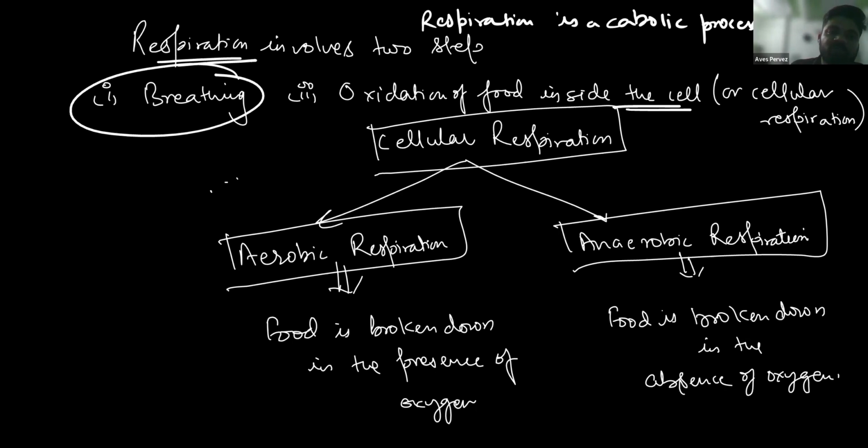So let's move towards aerobic respiration. You know that aerobic respiration is done in the presence of oxygen. There are certain steps that take place in aerobic respiration. First of all, aerobic respiration involves the first step that is called glycolysis.